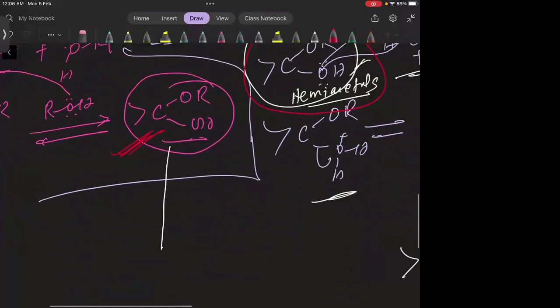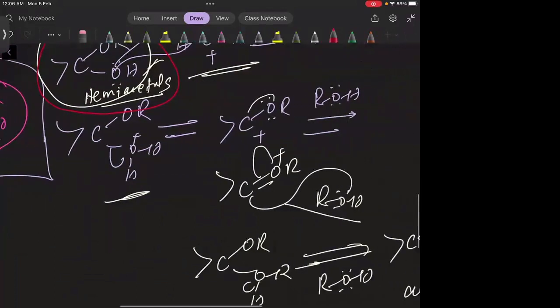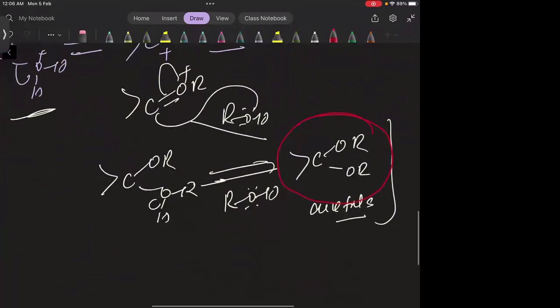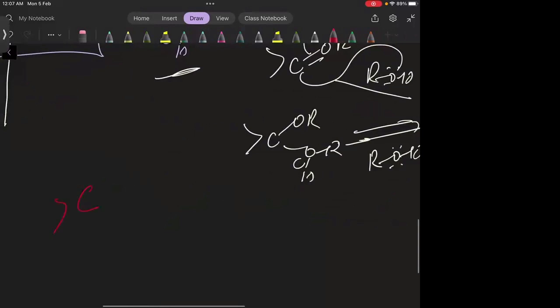So once the hemiacetal is formed, you can take alcohol again, and then they form the acetals. One thing to keep in mind, students: for acetal formation, you always take an excess of alcohol. That means the reaction will move in the forward direction. As I said earlier, acetal and hemiacetal formations are both reversible processes. And second, when you take excess alcohol, the reaction moves in the forward direction, the formation of acetals. Now, one thing keep in mind, in any way you form the acetals, OR and OR.